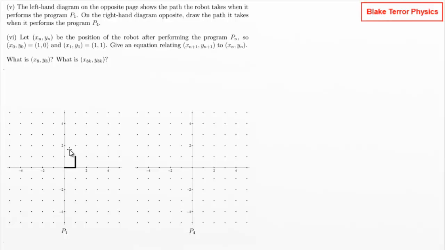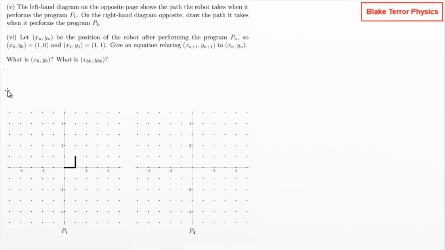Right, so that was the old FLFR one. On the right-hand diagram, draw the path it takes for P4. P4, so that's going to be long. I mean, P3 was already up to 10. P4 is going to have 22 steps in it. I reckon, let's see what the last part of the question is.